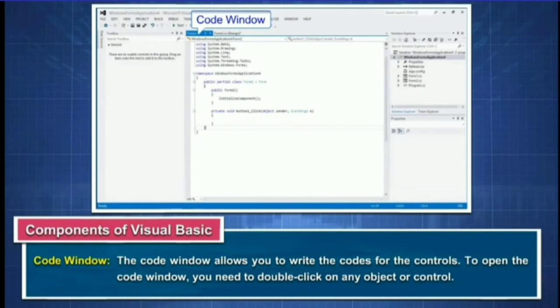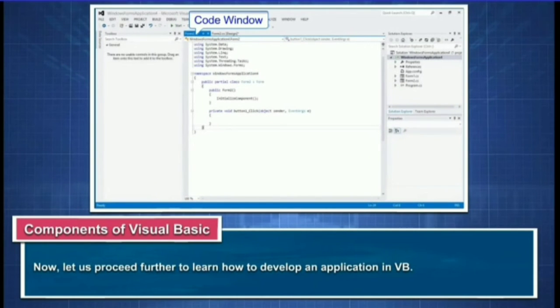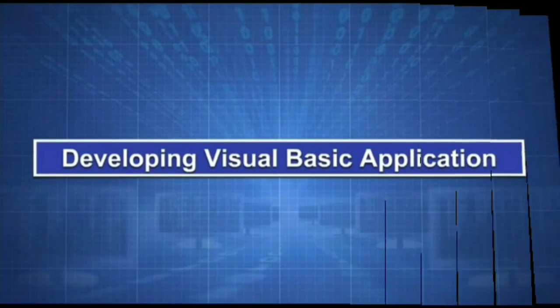Code window. The code window allows you to write the codes for the control. To open the code window, you need to double click on any object or a control. Now let us proceed further to learn how to develop an application in Visual Basic. We will learn that in the next slide.